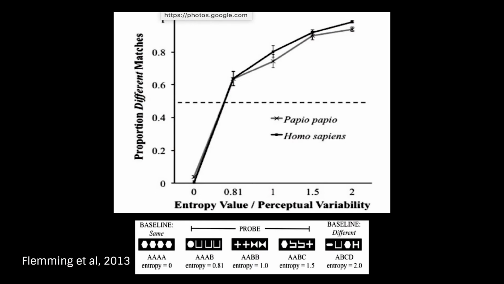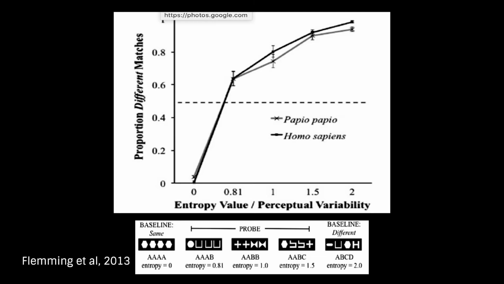So this is data from Fleming and colleagues. And what they did is they used richer stimuli. So now you have an array of 4 symbols. When they're all the same, those 4 symbols, the entropy is 0. And if all 4 symbols are different, then entropy is 2. And the likelihood to respond different there on the y-axis is 1 when all 4 symbols are different, and 0 when all 4 symbols are the same.